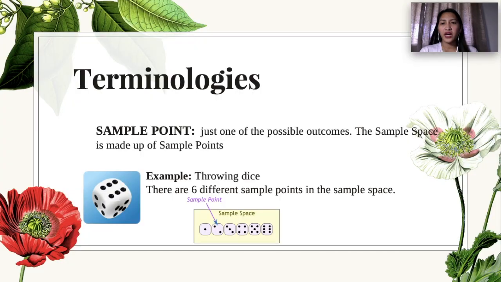So we have here another example. Another example for sample point is when you throw a dice. There are 6 different sample points in the sample space. So you have 1, 2, 3, 4, 5, and 6.